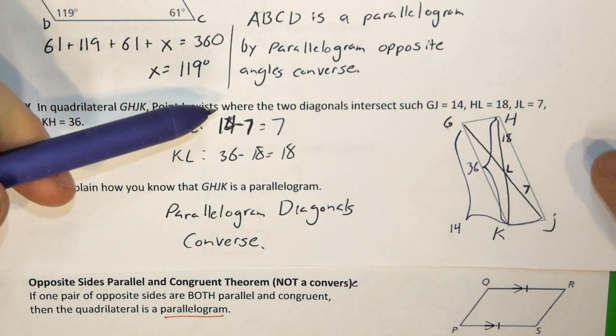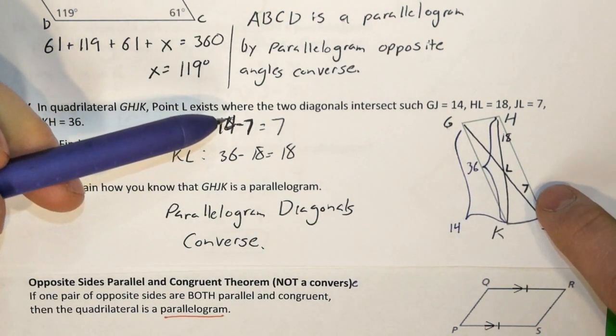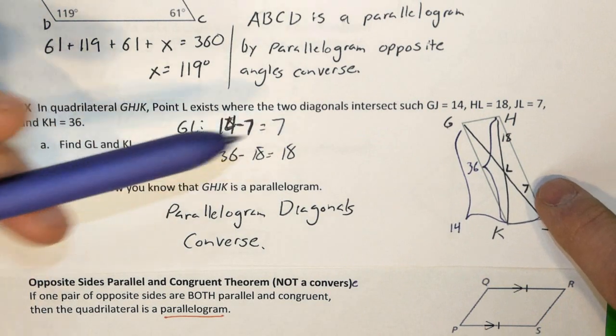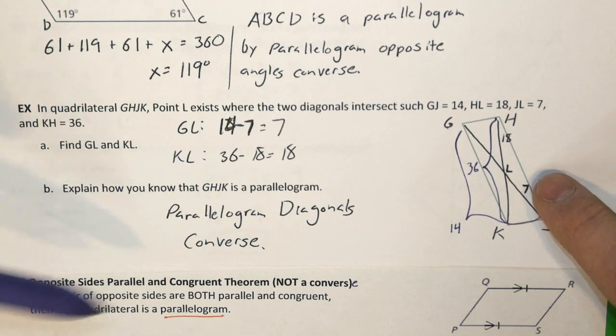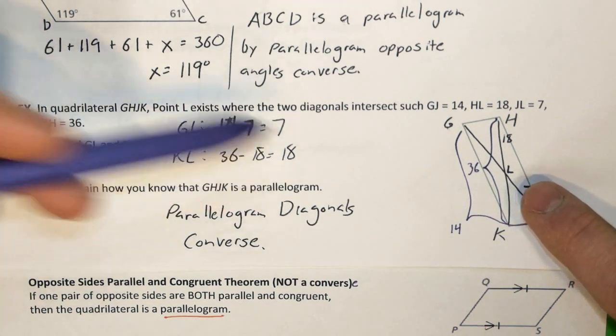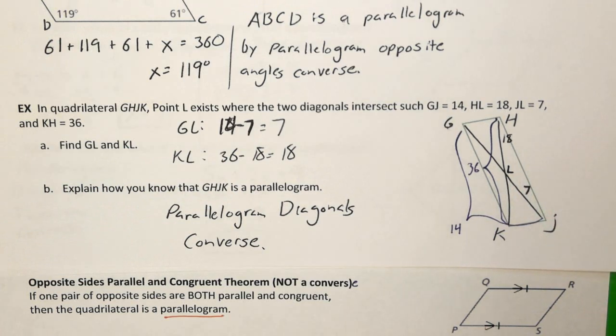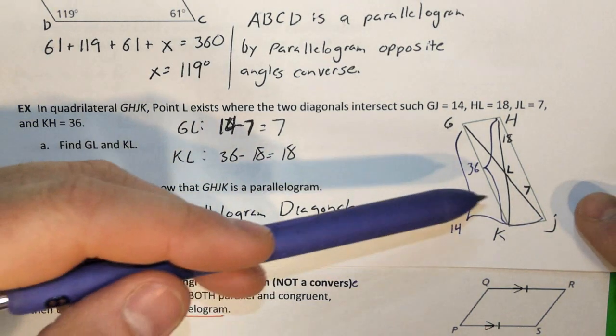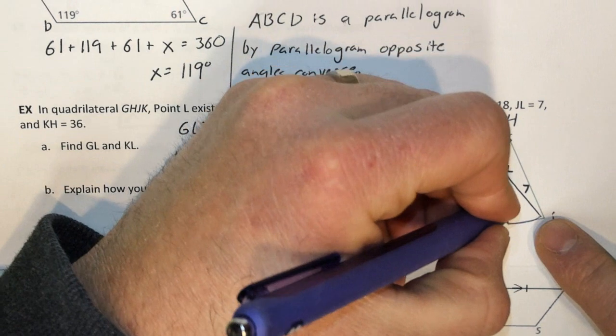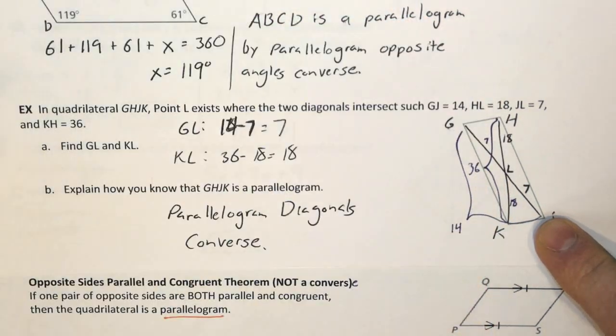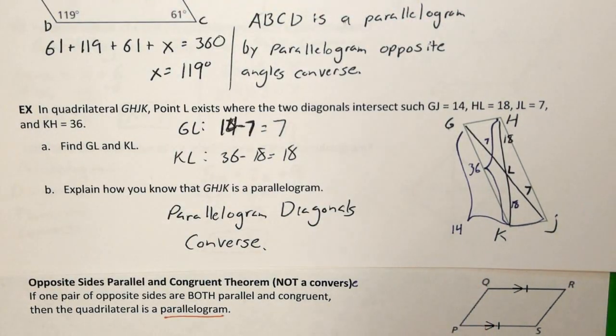Now, I've done a little bit of subtraction. 14, take away the 7 that I have right down here, allows me to find out that my other length is 7. And 36, take away the 18, allows me to find out that my other length is 18. These make a couple of matching sets of 18s and a couple of matching sets of 7s, which means that my two diagonals are bisecting each other, and the parallelogram diagonals converse is going to be the best option for me.